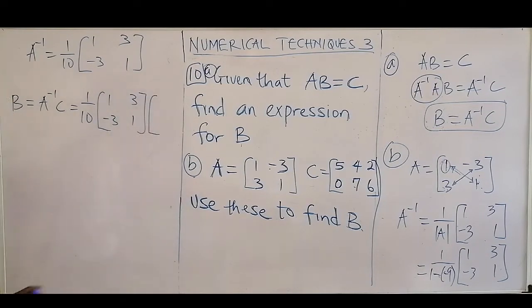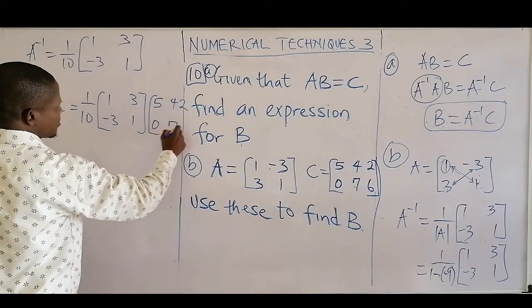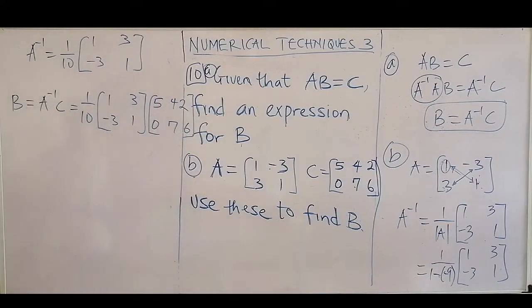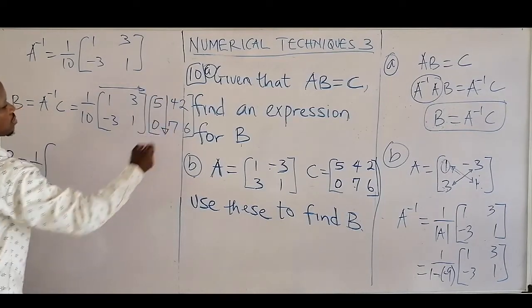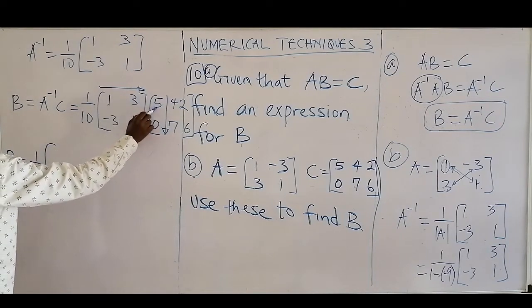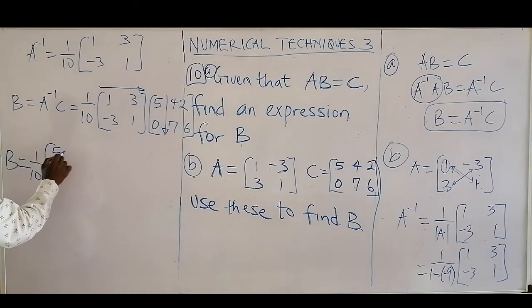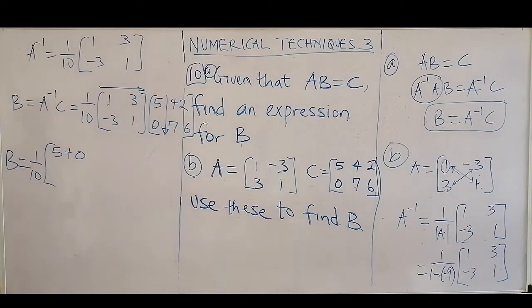Then C is what? We have 5, 4, 2, 0, 7, 6. That's my C. So let's multiply that. So that will be what? B equal to 1 over 10 into brackets. When you are multiplying, it is row against column, to get the first element. So 1 times 5, that's 5, plus 3 times 0, that's plus 0. I've done the first element.